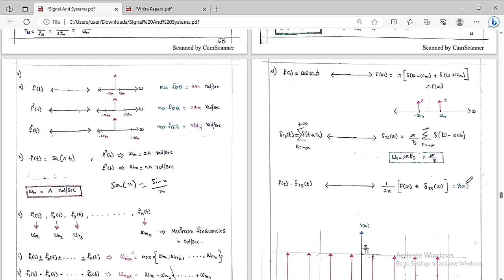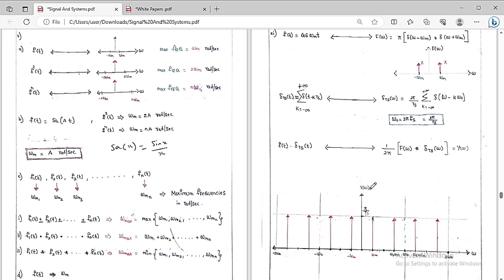Then what is going to happen? Just do the convolution of these two things, this signal and this signal. Convolution means shifting the signal. So if you see clearly, this is Y(omega).